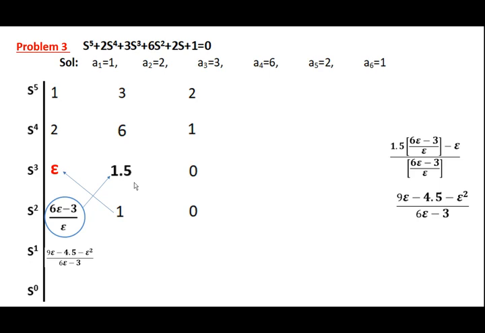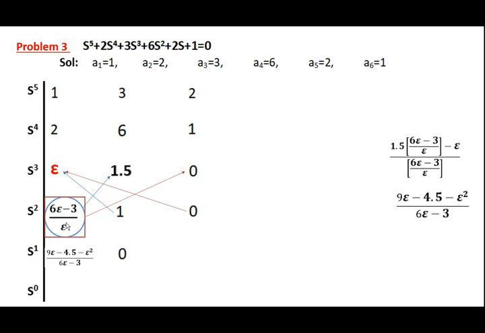So next we need to find out the second element of the s^1 row. So how are we going to find out? (6 epsilon minus 3) divided by epsilon into 0 minus 0 into epsilon. 0 minus 0 is 0 itself, divided by (6 epsilon minus 3) divided by epsilon. So 0 divided by anything is 0. So we can write 0 directly.